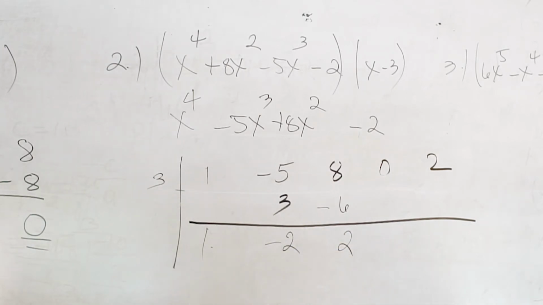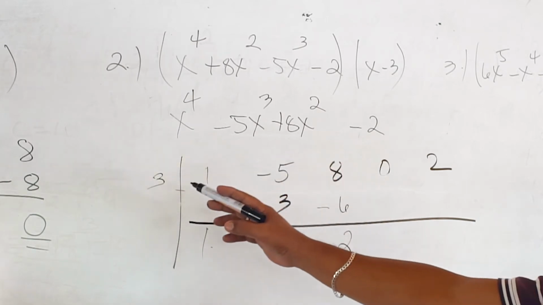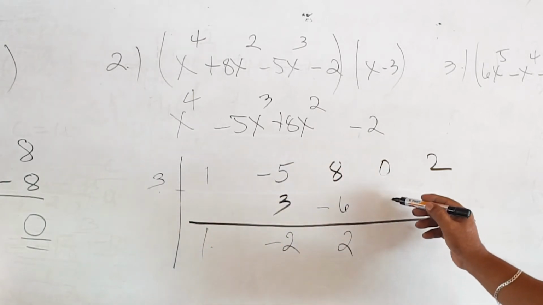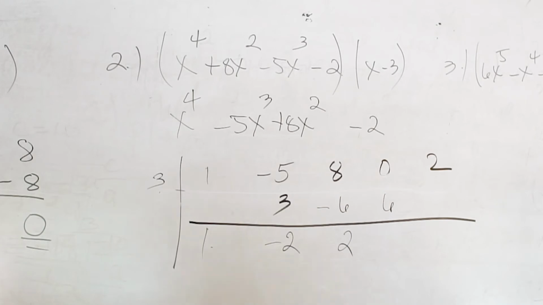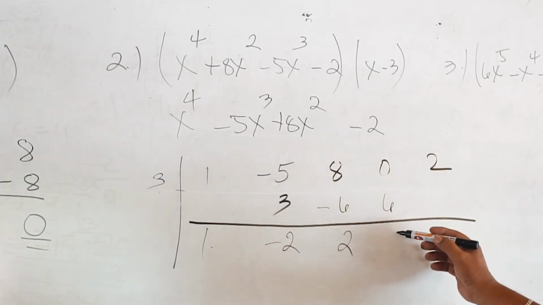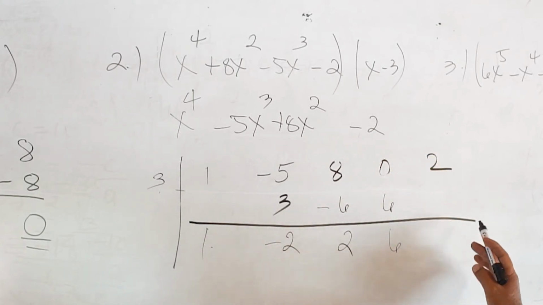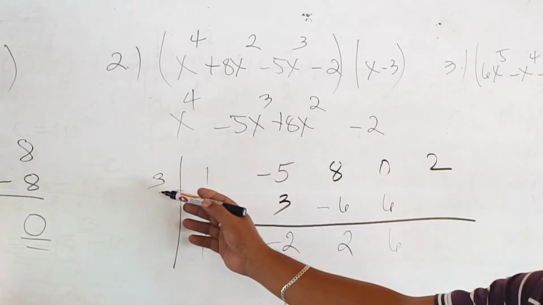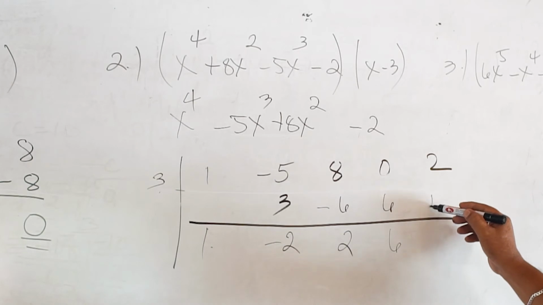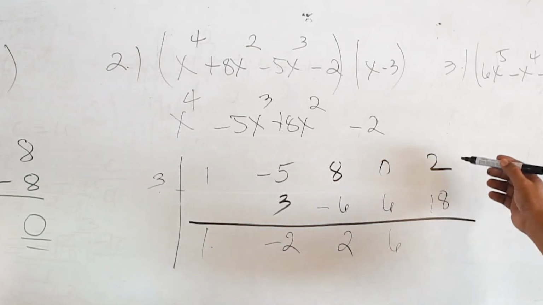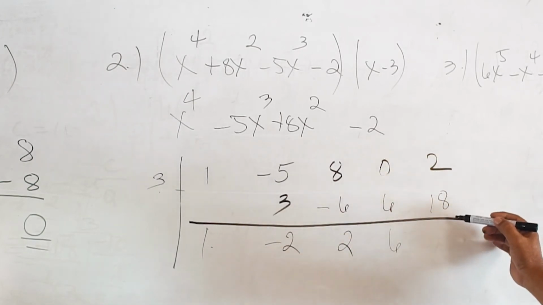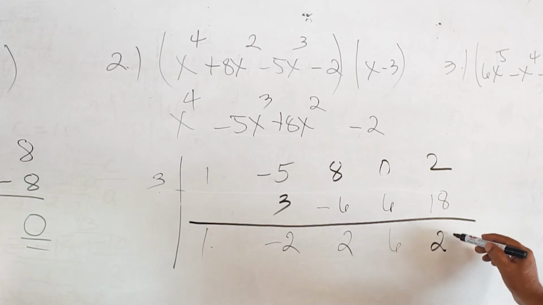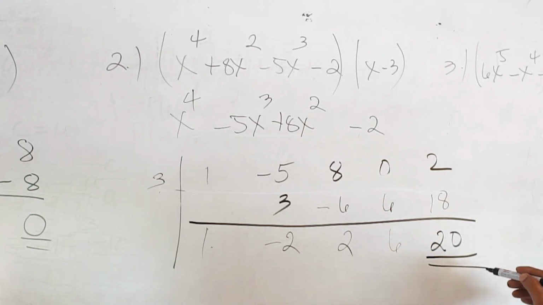Then multiply 2 times 3, so we have 6. Then add 0 plus 6, we have 6. Then multiply 6 times 3, so we have positive 18. Then add 2 plus 18, so we have 20. 20 is the remainder.